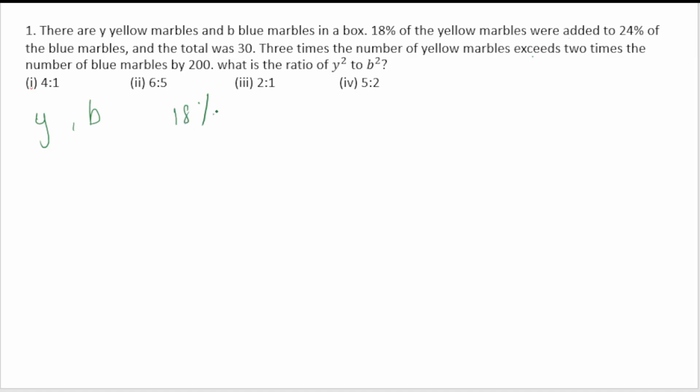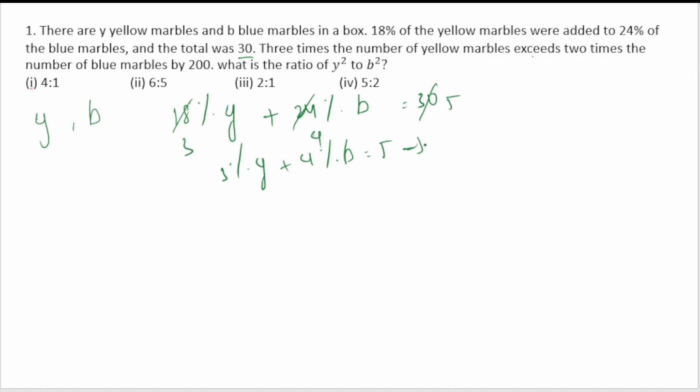Here 18% of Y of yellow marbles were added to 24% of B. We will add these two and the total is 30. If you simplify, we will get 6 into 3, 6 into 4, 6 into 5. Here 3% Y plus 4% B is equal to 5, so 3 divided by 100 Y plus 4 divided by 100 B is equal to 5. If you take LCM, you will get 3Y plus 4B is equal to 500.